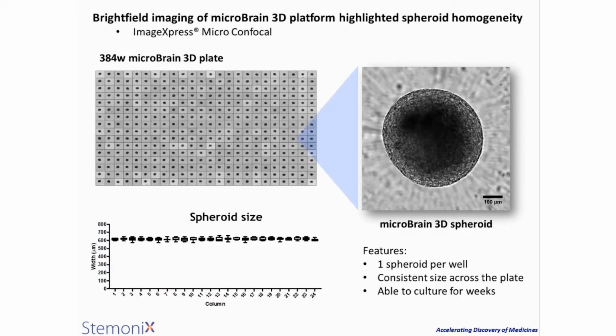When we receive this 384 well plate, we're able to culture for weeks. So here's just represented a snapshot of the whole 384 well plate. We capture this image using the ImageXpress Micro Confocal from Molecular Devices. You can see one of these spheroids highlighted on the right. On the bottom here is the maximum and minimum representation, the graph, for the columns of the 384 well plate. So there are 24 columns in the 384 well plate, and you can see how compact is this distribution of the size of these spheroids.